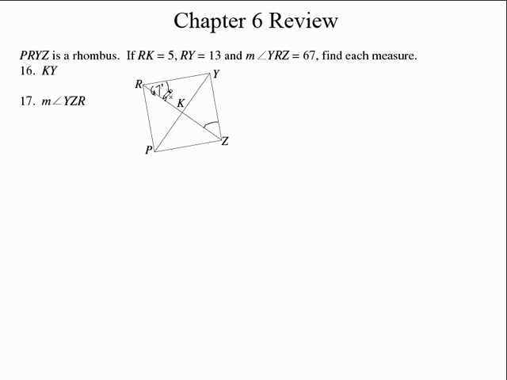Well, remember, they're bisected. So this is 67, so is this, so is this, and so is this. So when you have a rhombus, all four of these angles are exactly the same. You don't even have to do any math. You can just look at it and say, okay, it's 67 degrees. And that's my answer.